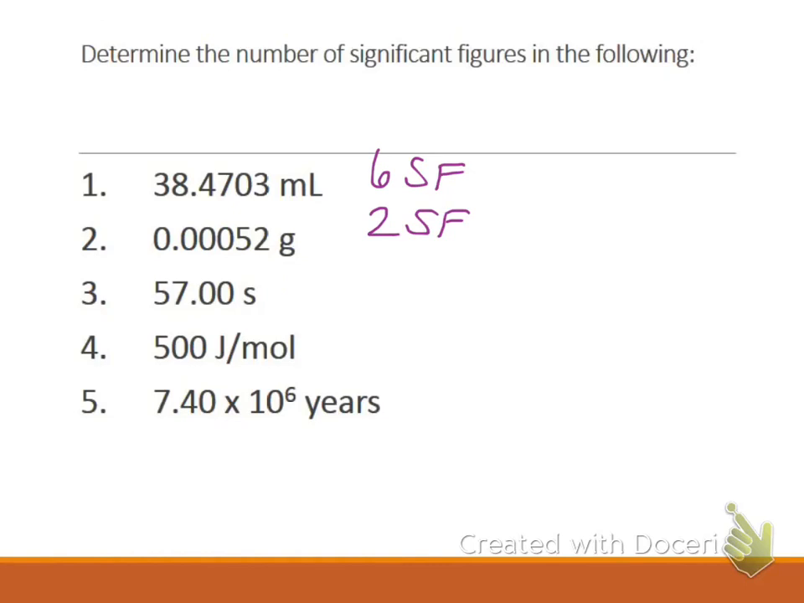Number 3? 4. Number 4? 1. And number 5? 3. Because we don't care about this. We ignore it. Now, obviously, we care about it in the problem, but in terms of significant figures. Okay, now let's do some math.